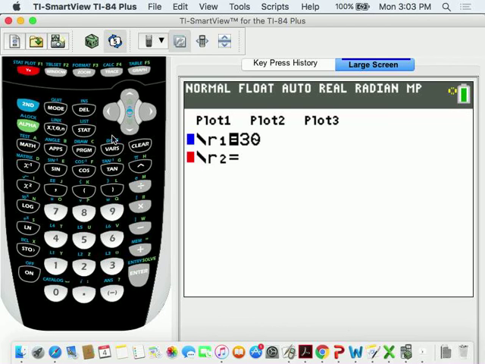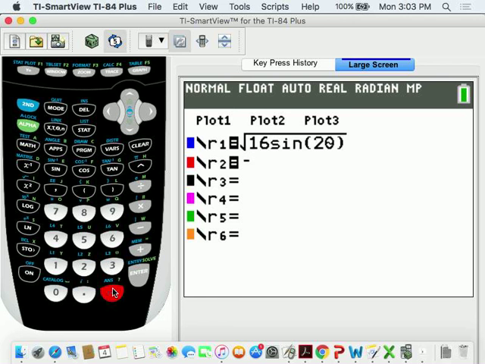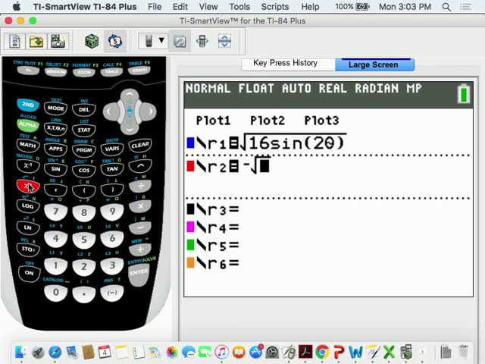I'm going to go back up here, clear this out. Square root of 16 sine 2 theta. It was 2 theta, right? And then a negative, not a minus, a negative, or you will run into an error message, 16 sine 2 theta. And look at mine. The first curve will be blue. The second curve will be red. Okay? And I'm going to go back to standard form.